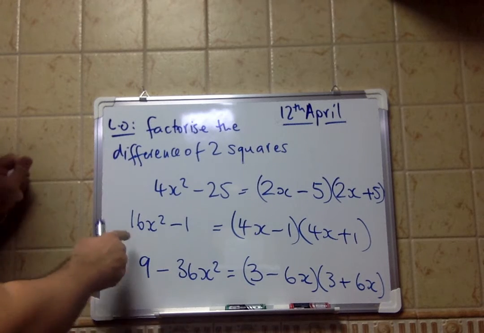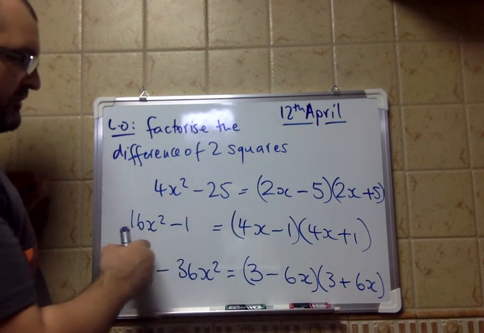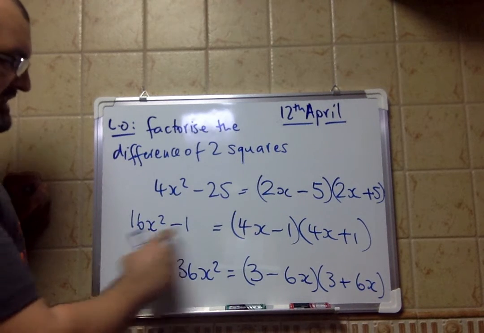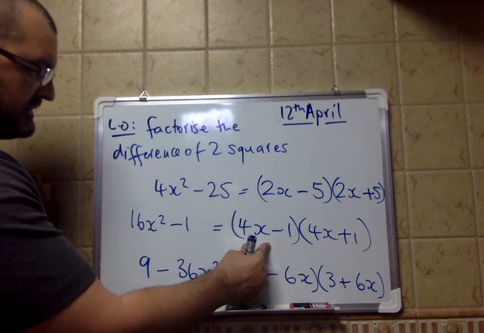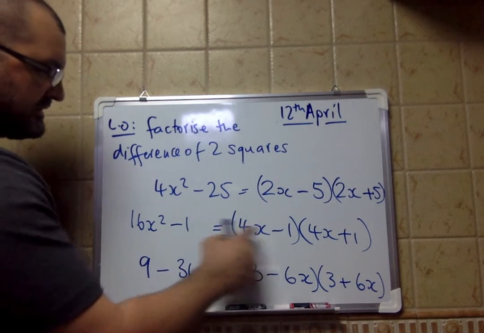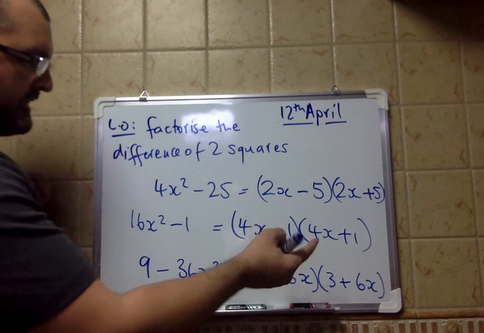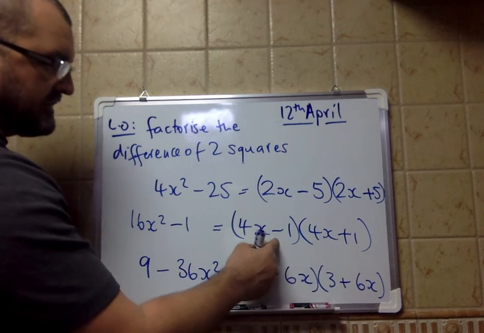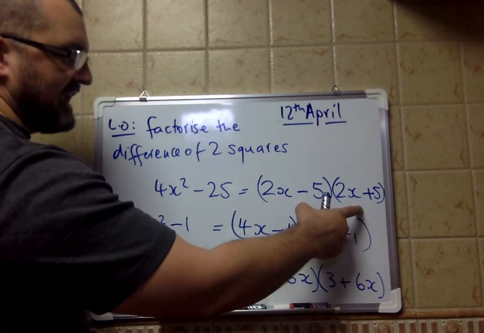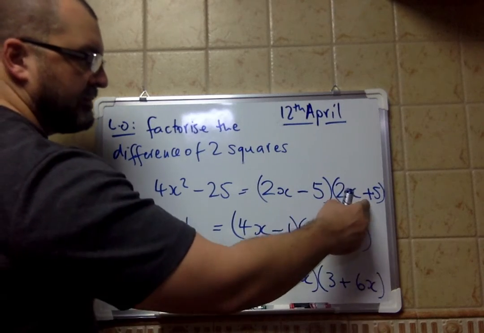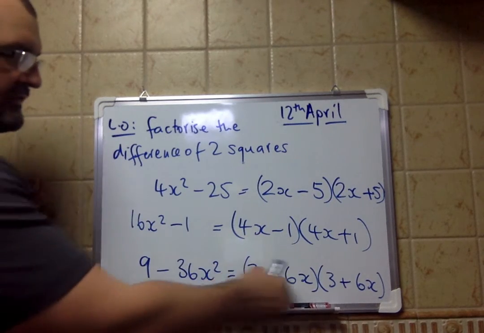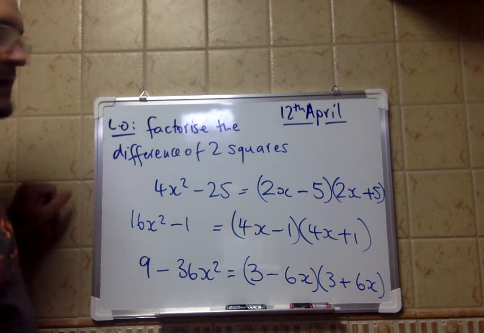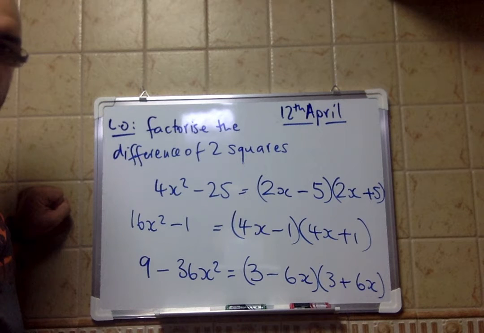All we're doing, remember, is taking the square root of each term. The square root of 16 is 4, the square root of x squared is x, minus the square root of 1, which is 1. In the other bracket, it's the same thing, but with a plus in place of the minus. The two brackets are always the same, apart from a minus in the first one and a plus in the second one. Otherwise, everything else is the same. This is a difference of two squares, and this is the last bit of factorising we're going to do this time around.